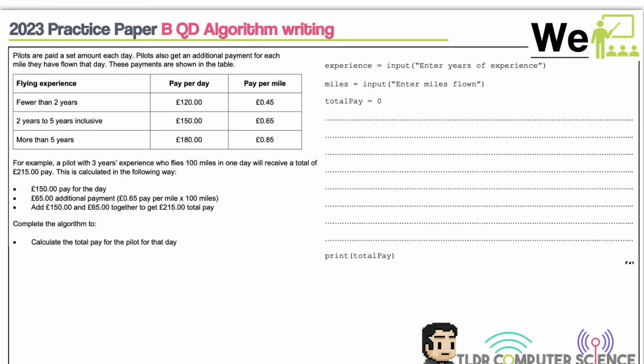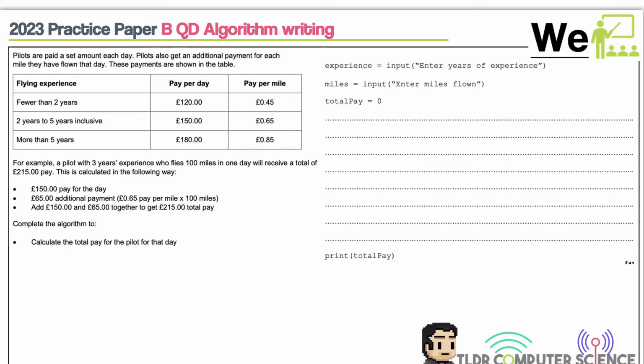Okay, great. So the next question here is all about writing an algorithm that's going to allow us to use some data here to be able to answer a question. In this case, we have the scenario of pilots and whether they're fewer than 2 years, 2 to 5 years, or more than 5 years, the pay they receive based on this, and the pay per mile. So it says, for example, a pilot with 3 years experience who flies 100 miles, so that would be in this bit, will receive a total of £215 made out of 150 plus 100 times 0.65.